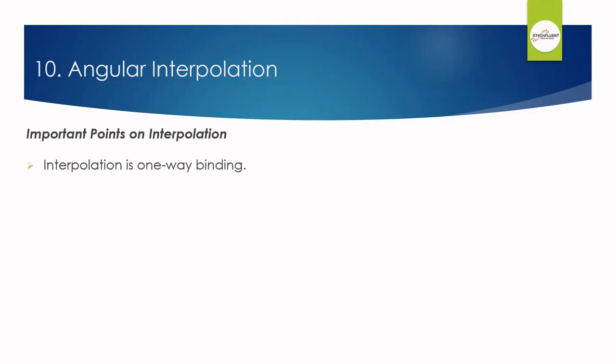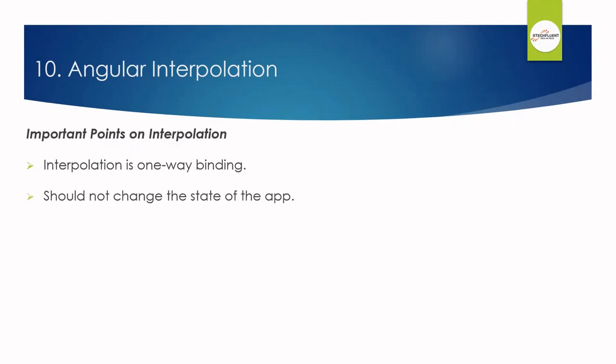Interpolation is a one-way binding. As we discussed, interpolation is a one-way binding type. In interpolation, the value goes from the component to the template. When component values change, Angular updates the view. But if the values change in the view, the component is not updated. So that is the one-way binding.